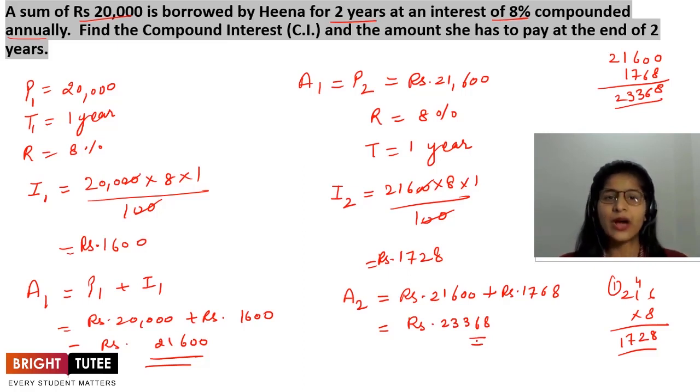Clear? If this would not have been compounded annually, this would have been simple interest. So as what we have done, we will do the same thing.